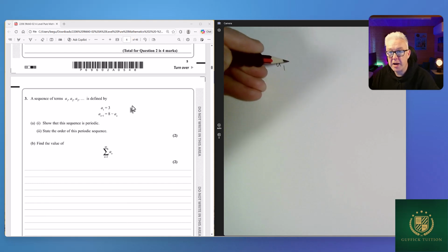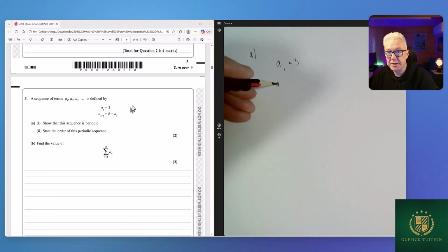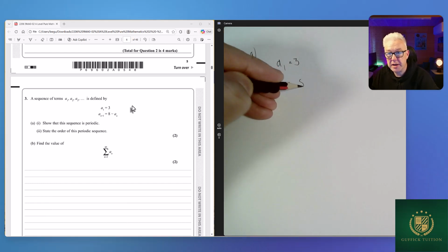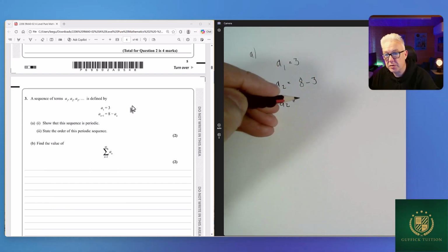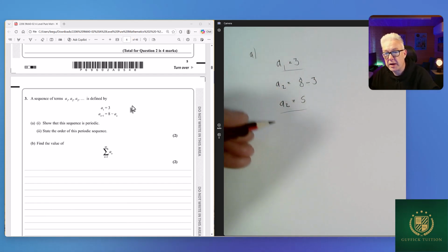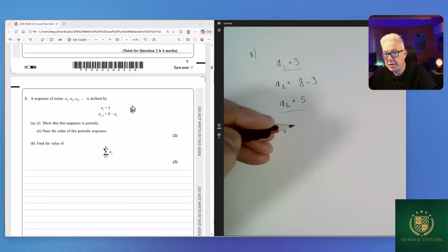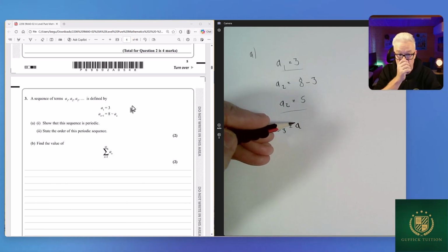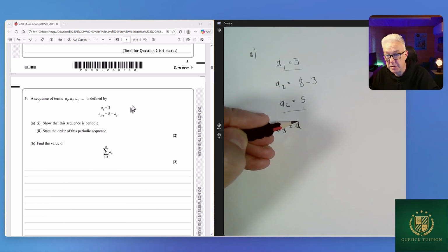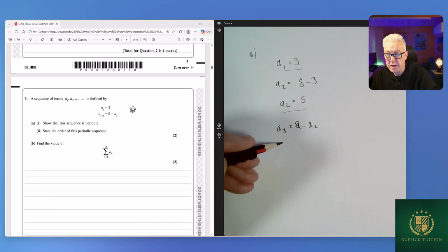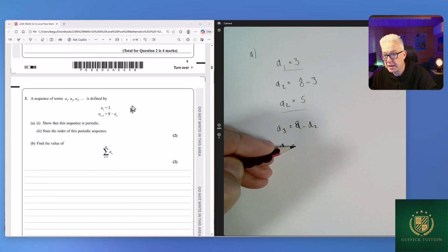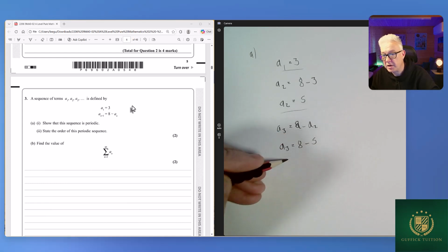So we're told that a1 is 3, so the second term a2 is going to equal 8 minus 3. So the second term a2 is going to be 5. Okay, let's see what the next term is. So the third term is going to equal 8 minus the second term. So it'll be 8 minus a2. So therefore a3 is going to be 8 minus 5. So a3 is going to be 3.